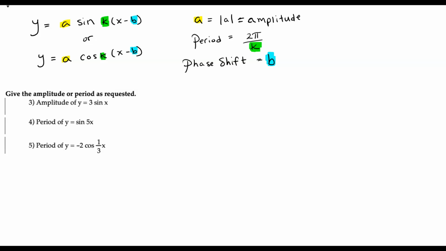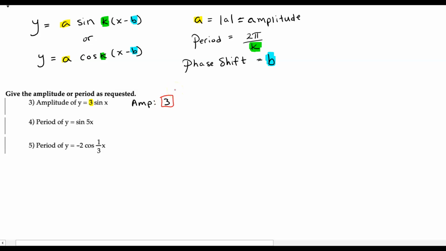Let's take a look at the first example, amplitude. We're asked to find the amplitude of y equals 3 sine x. This is easily identified by identifying the number written right in front of the sine. So in this case, the amplitude for the graph here is going to be 3 units. And it's as simple as that.